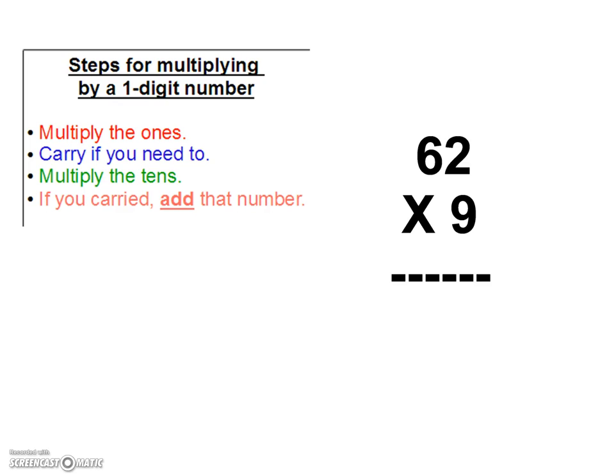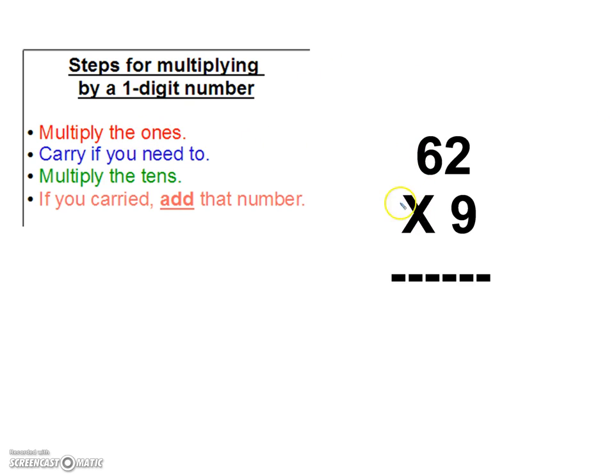Today we talked about multiplying numbers by a one-digit number. And no matter how big or small the top number is, as long as the bottom number is one digit, the steps are going to be exactly the same. And here are the steps.